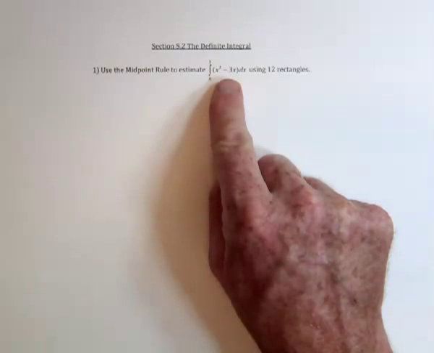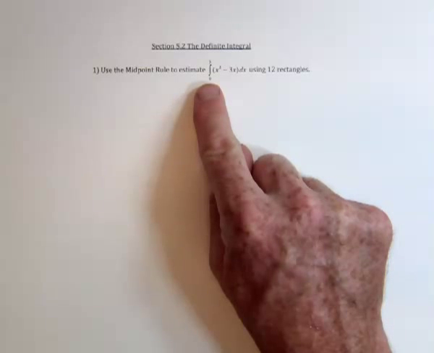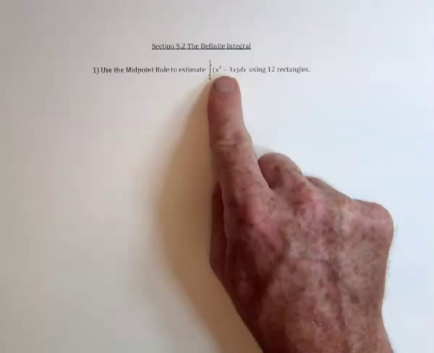So first of all, take a look at the function. This definite integral means find the area under the curve between the x-axis and this parabola on the interval from 0 to 3.